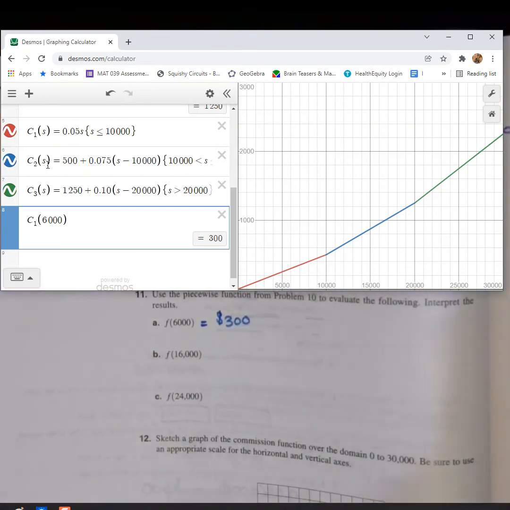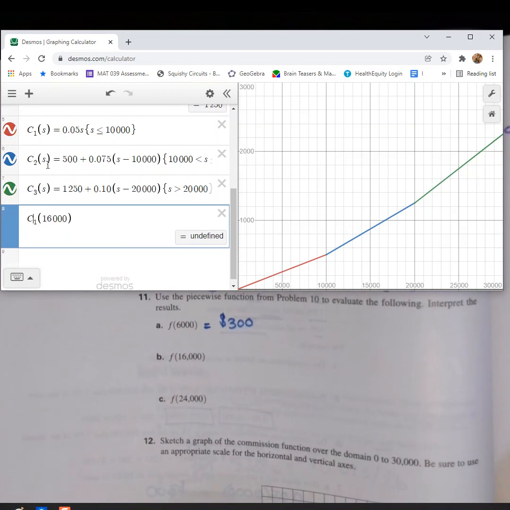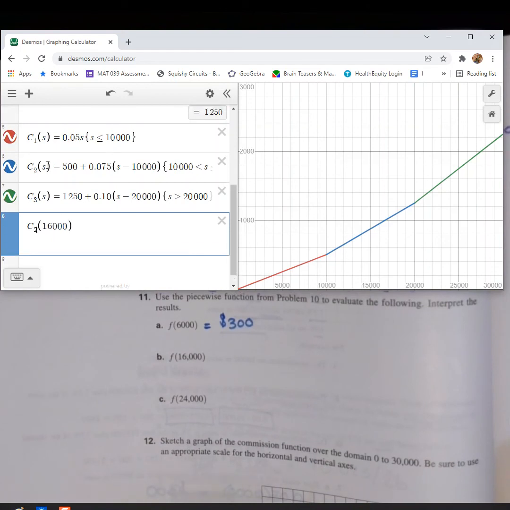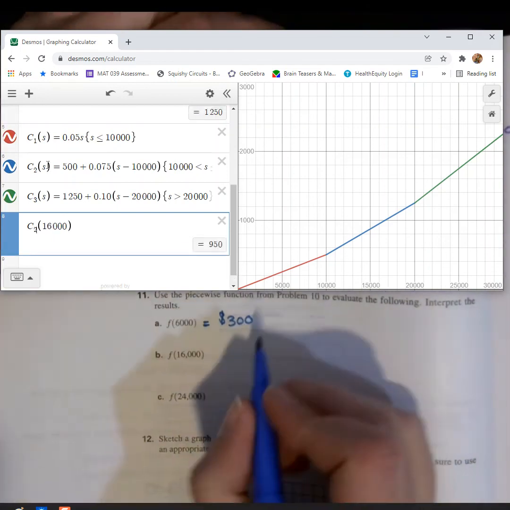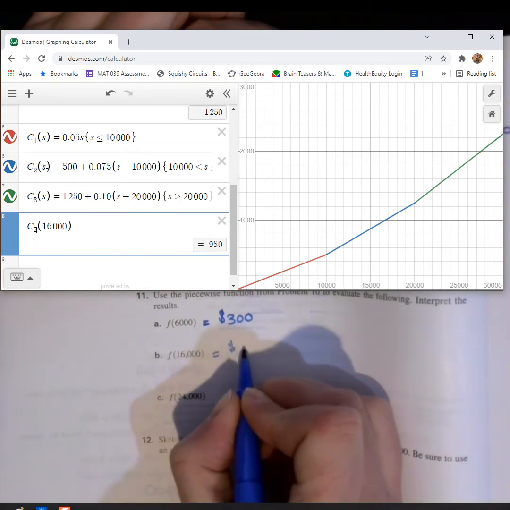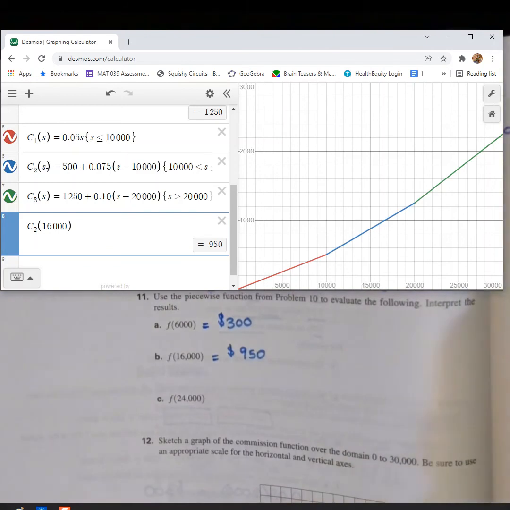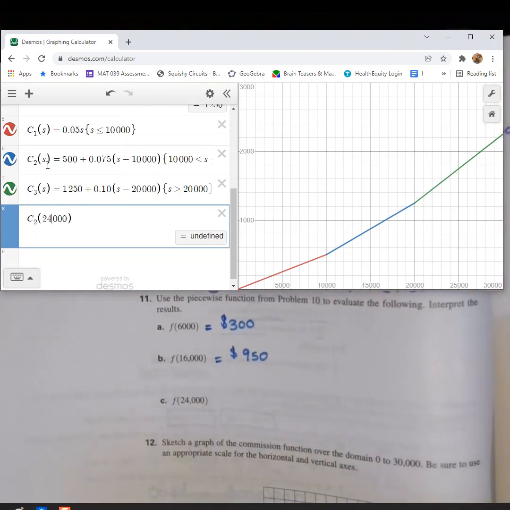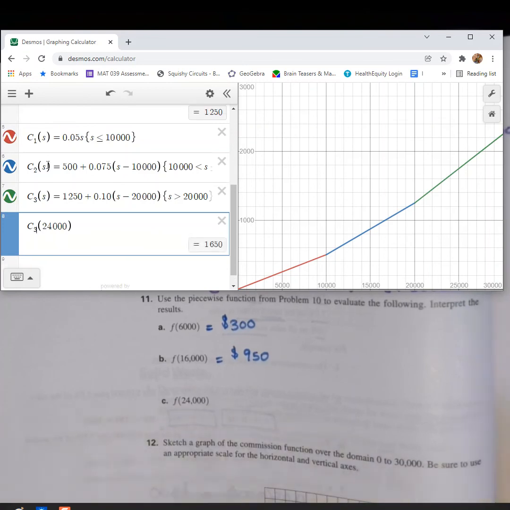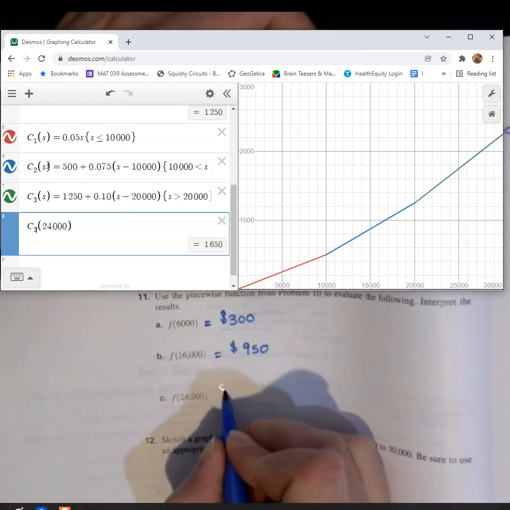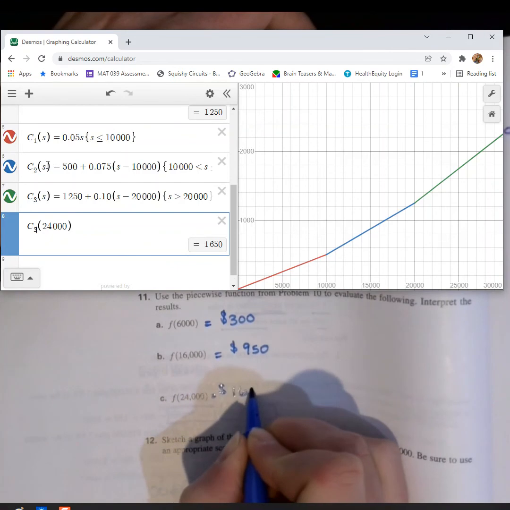16,000. Now it's not going to go into the first function, right? Undefined. It's going to go into the second function. So 16,000 goes into the second function, and we would make $950. And then 24,000 again won't go into the second function because it's too big. It'll only go into the third function because it meets the criteria for the third function. So their commission would be $1,650.